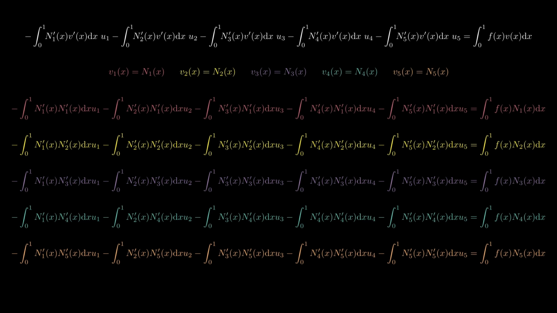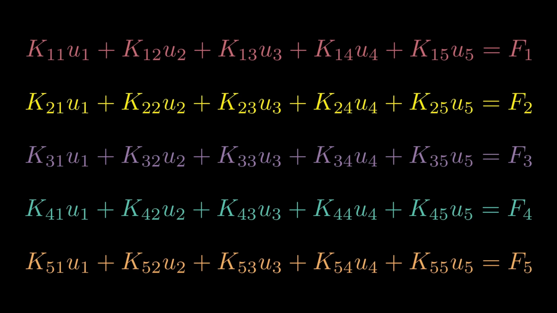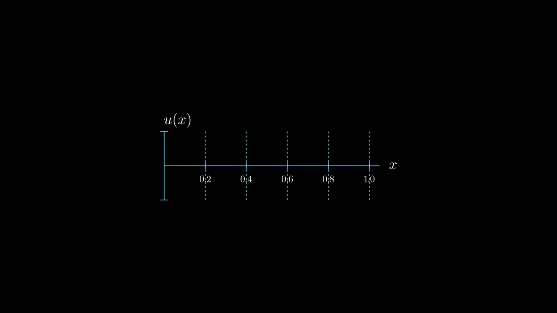Computing all integrals on the left-hand side and denoting the result by capital K, and computing all integrals on the right-hand side and denoting the results by capital F, leads to this compact representation of the system of equations. Because we have as many equations as unknowns, this system of equations can be solved for the unknown parameters ui. Let's plot the resulting solution for our specific example. Comparing the result to the analytical solution in yellow, we observe that the numerical and the analytical solution are quite similar.